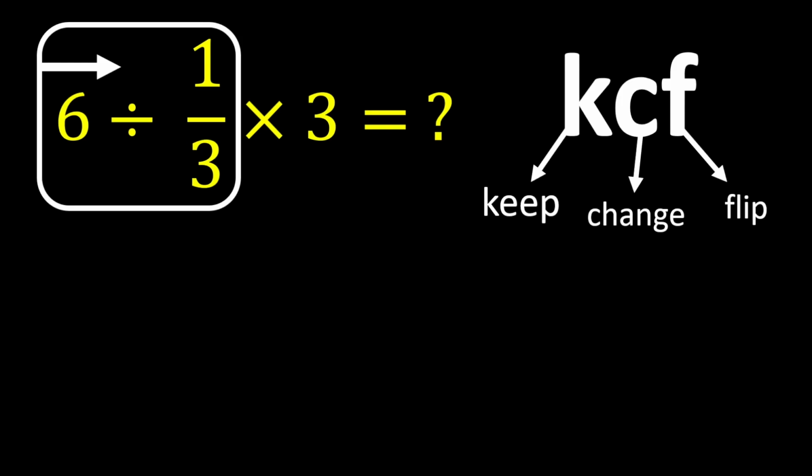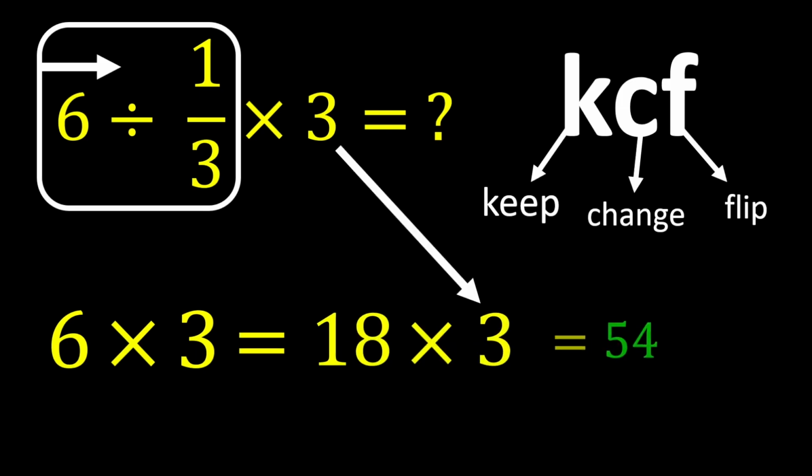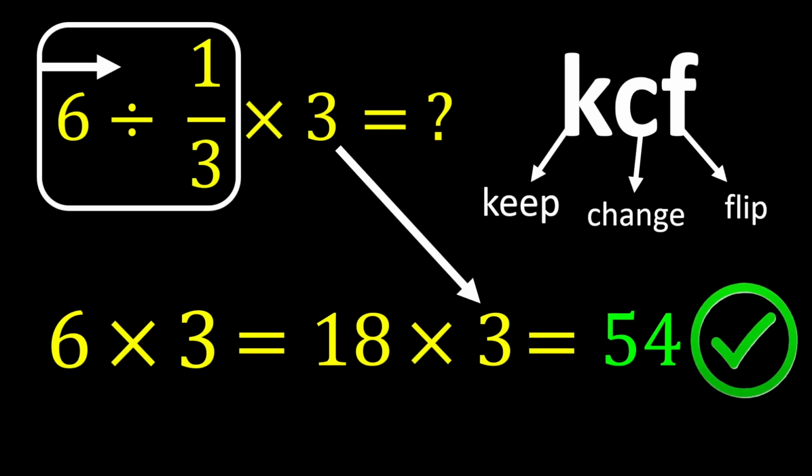Now, according to this rule, we keep 6 as it is, change division to multiplication, and flip 1 over 3, which becomes 3. 6 multiplied by 3 equals 18. Finally, 18 multiplied by 3 equals 54. Therefore, the correct answer to this expression is 54.